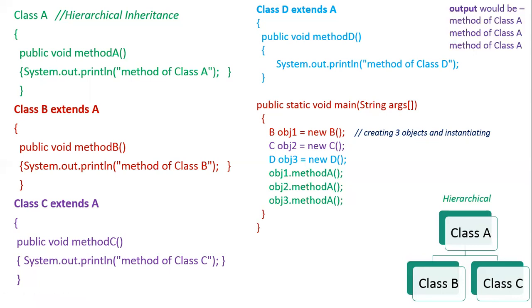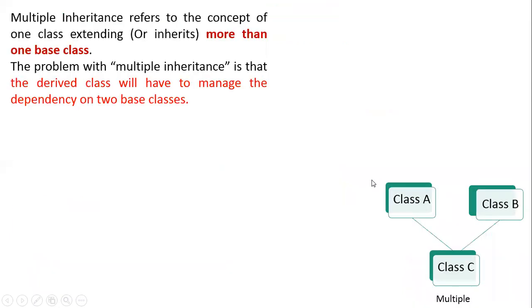So here, using the object of class B, using the object of class C and using the object of class D, we are calling the method of class A, and the value will be printed like this. So this is hierarchical inheritance.